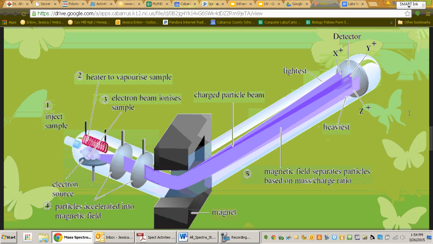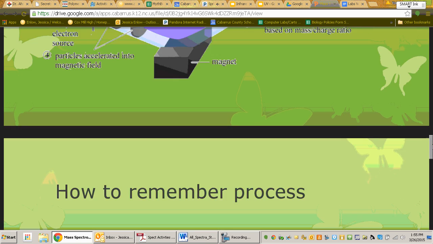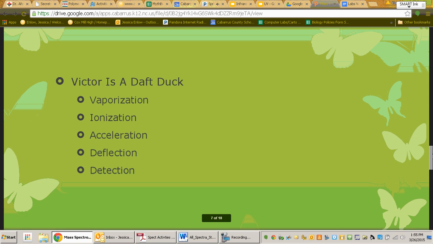So the sample is put in over here, and it's heated to vaporize, and then an electron beam ionizes the sample, and it's accelerated through the magnetic field. It's deflected, and then it hits this little plate where it gains back its electrons, and it's based on the mass charge ratio.